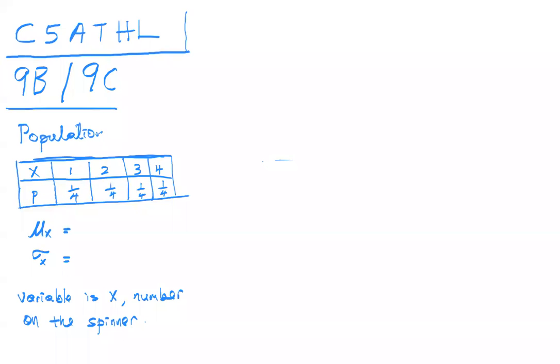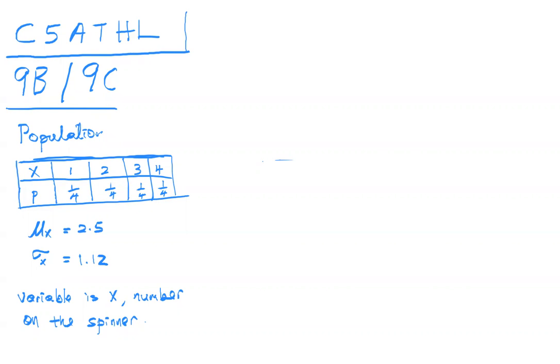Can you please tell me what is the mean? What is the standard deviation of the population? Mean 2.5, standard deviation 1.12. You know the formula, how to get it, correct? So I'm not going to go into the formula anymore.